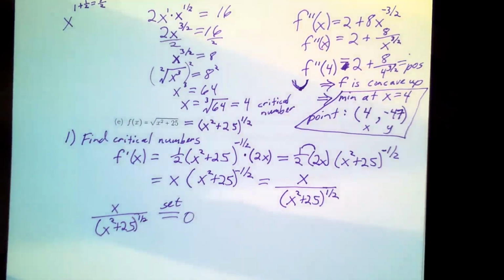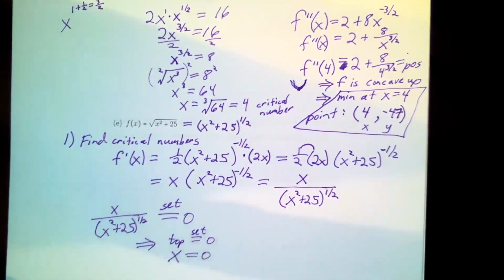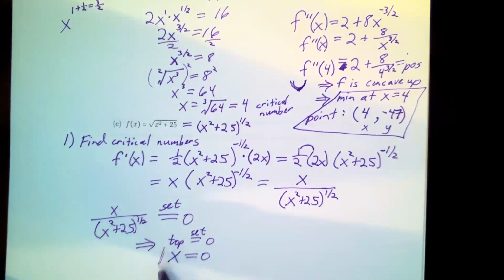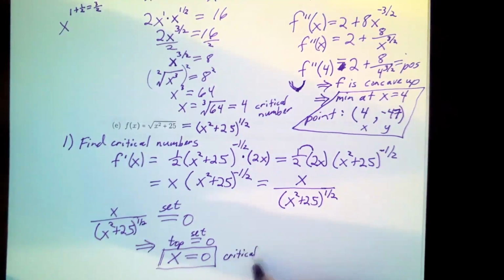When we set this equal to 0, I have a fraction set equal to 0. Now the thing about fractions is the bottom's never allowed to be 0. That's where domain restrictions come from. So if you have a fraction set equal to 0, the only thing that's allowed to happen is that the top is set equal to 0. So the top of this fraction is x, so I set x equal to 0. And that means, because this is just x, that we've now solved for x. X is 0, as it happens. And so this is my critical number.